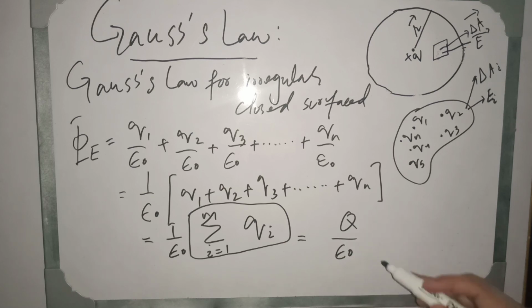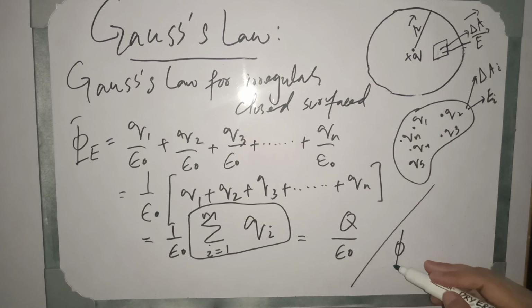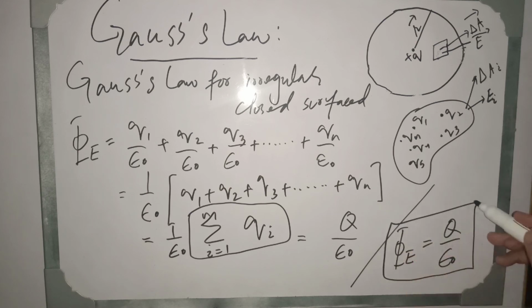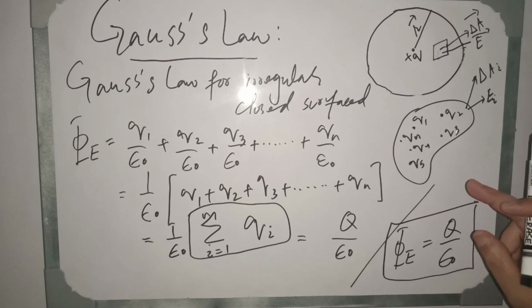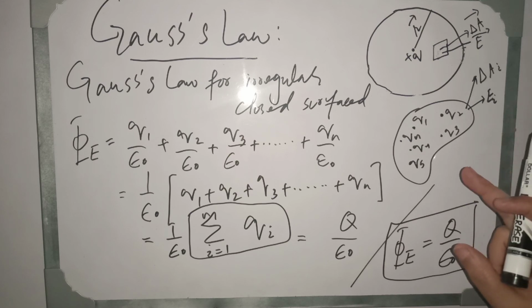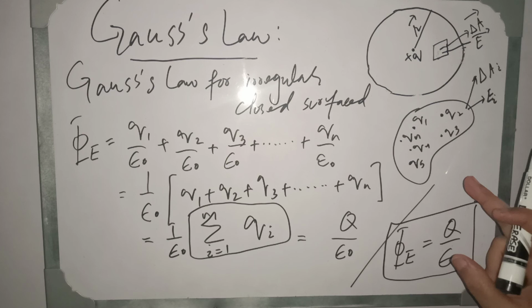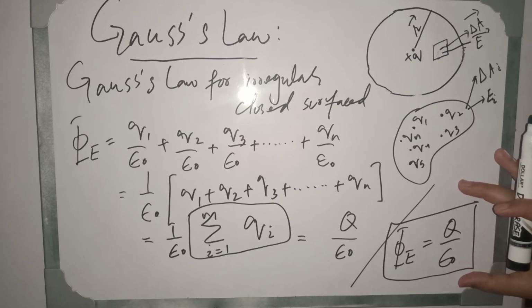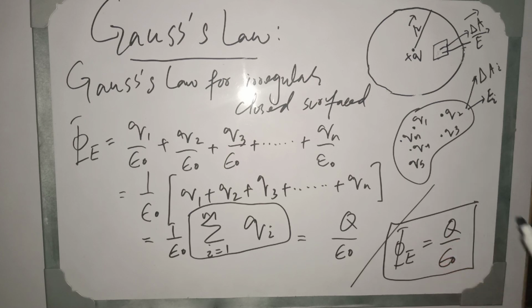So what is the final result? The final result is that phi E, the total flux, is equal to Q divided by epsilon naught, the same as for the regular surface. So Gauss's law does not depend upon the shape, it only depends upon the charge enclosed by that surface. And again we can define for an irregular shaped surface that the electric flux through any closed surface or irregular closed surface is 1 over epsilon naught times the total charge enclosed by that surface.